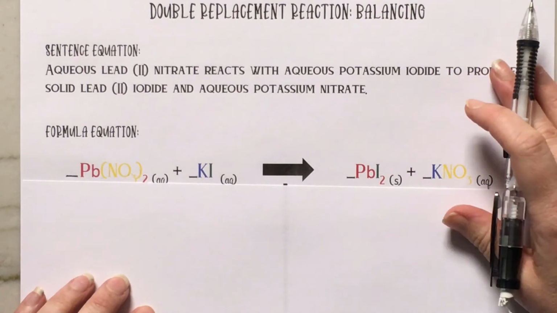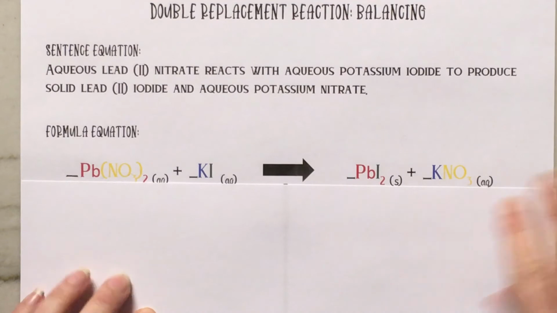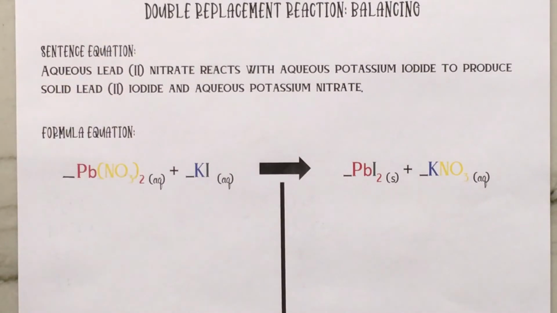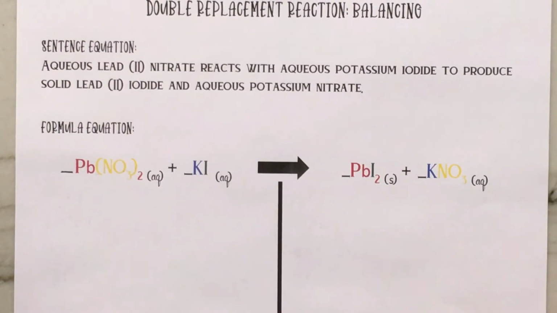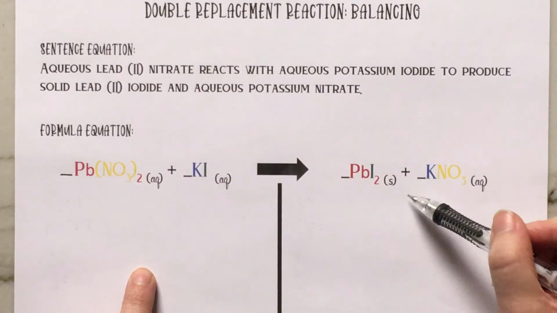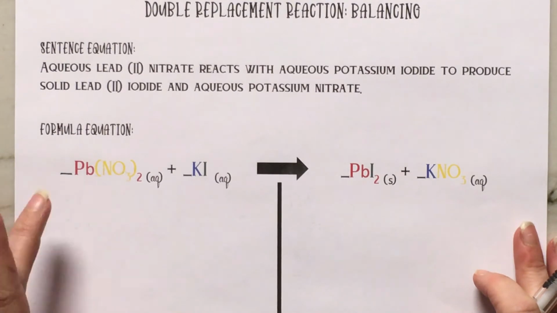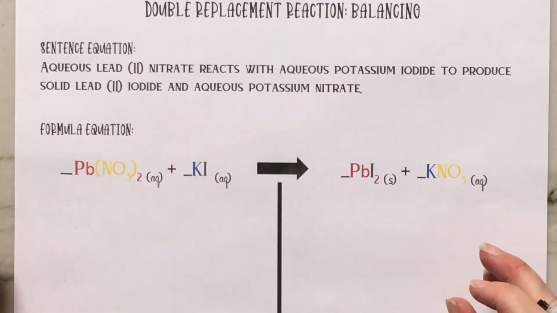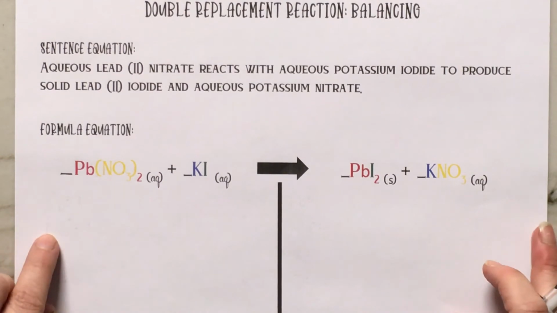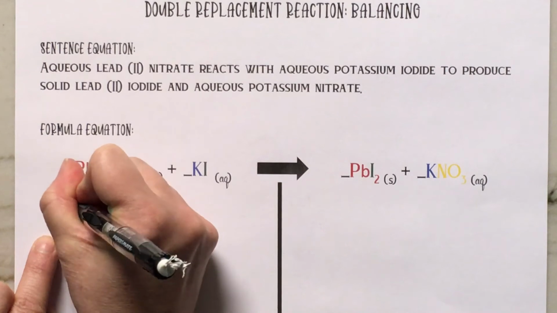So what we need to do is start off by drawing a line that separates your two equations here. So you need to draw a line that separates your reactant side of the equation from your product side. And what we're going to do is list everything that is occurring in this reaction. So I'm going to start off with lead. So we have Pb.